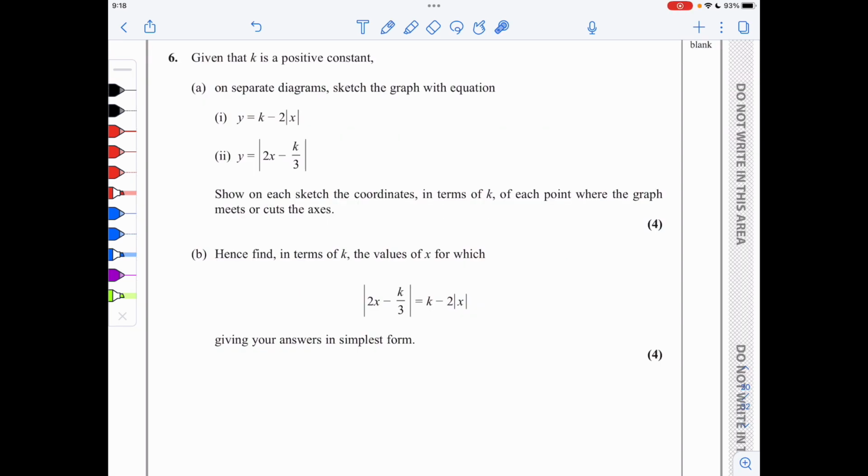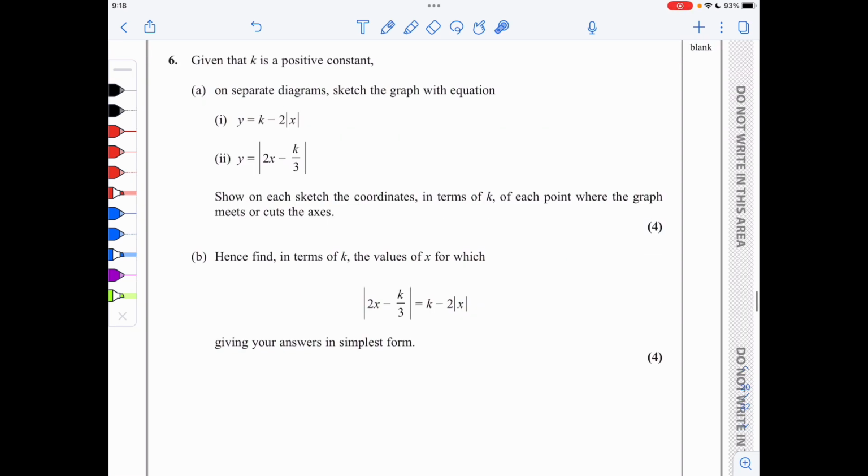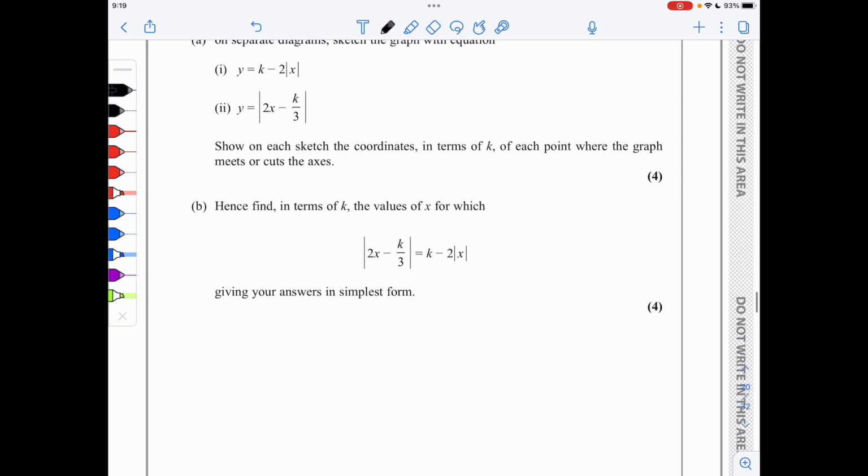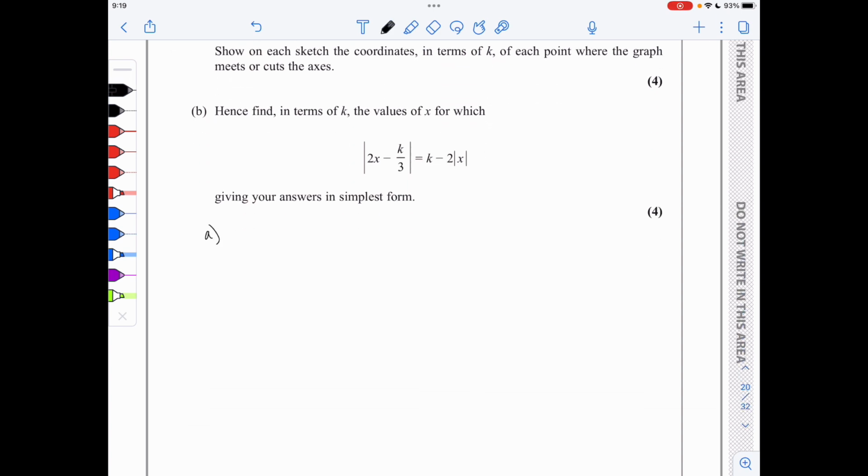In question 5, we are told to produce two separate diagrams, one for each of these graphs, and we need to show in terms of k where we cut the axis. So we start with y is k minus 2 modulus x. It's a good rule of practice to try to express the graph without the modulus sign. So it's going to be k minus 2x if x is greater than or equal to 0, and it's k plus 2x if x is negative.